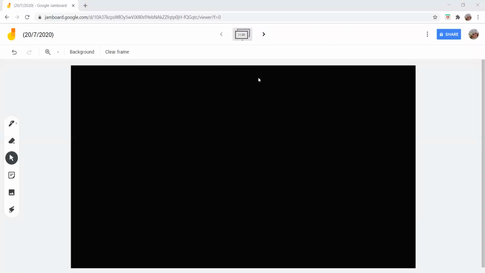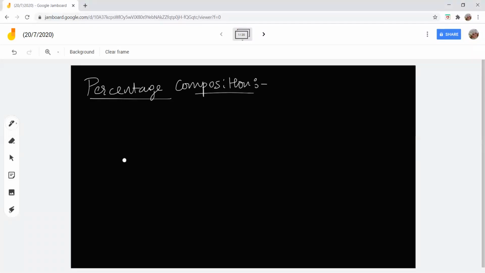Now we'll continue with the mole concept chapter. In the mole concept chapter, I think we were seeing percentage composition last class. Now calculate the percentage composition of carbon, hydrogen, and oxygen in C12H22O11. Work it out.